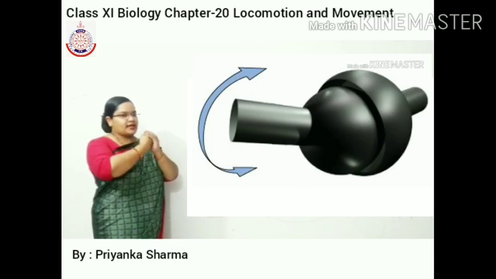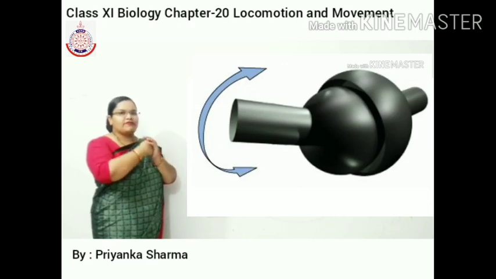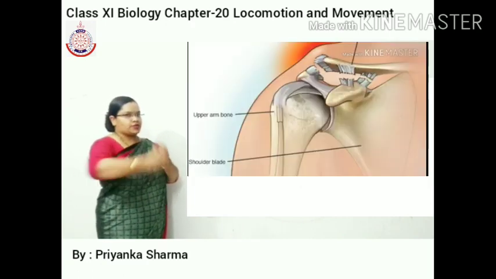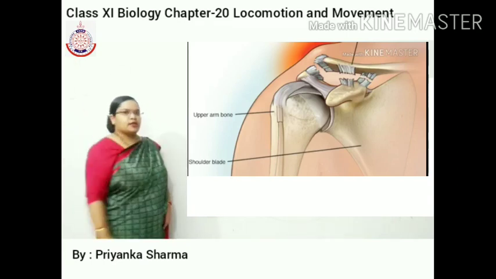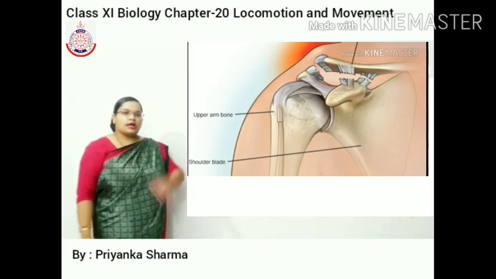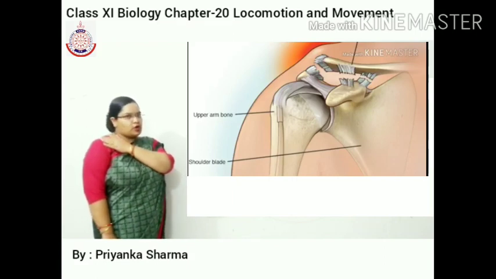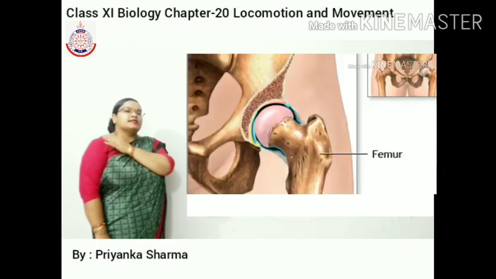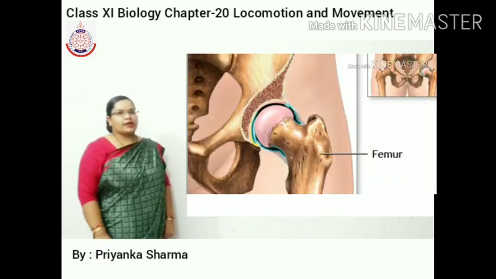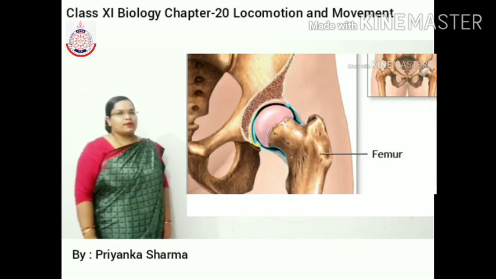Okay, if it rotates in all directions, it means movement will take place in all directions. So you can move your arm in all directions. Why? Because the ball and socket joint is present in your shoulder. The ball and socket joint is present between the humerus and pectoral girdle. Similarly, the ball and socket joint is present between the femur and the pelvic girdle.